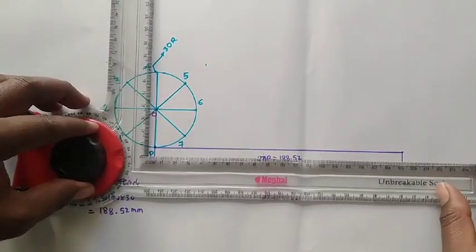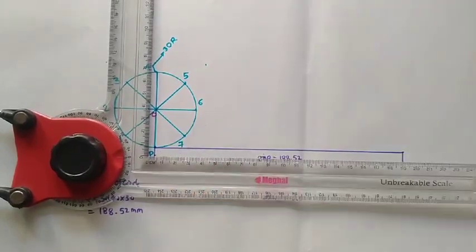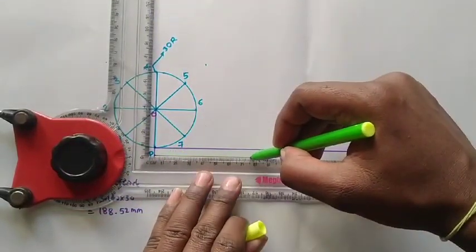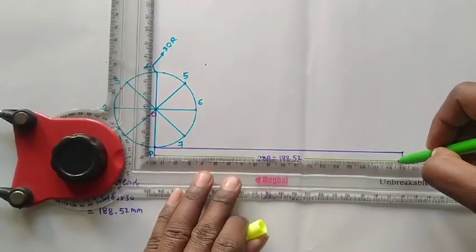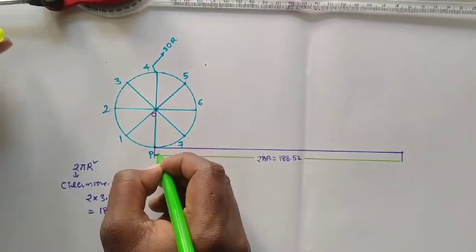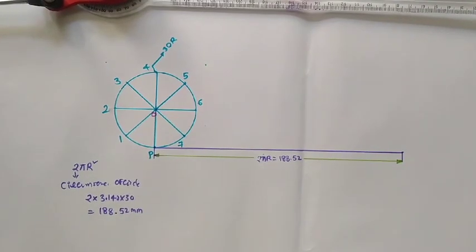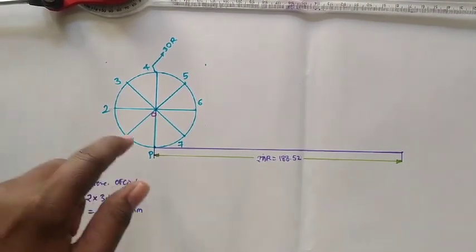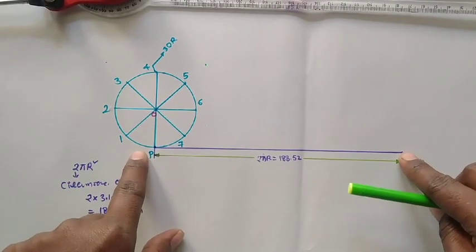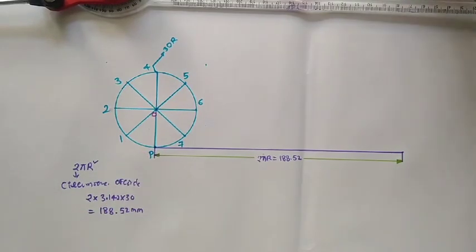Length of this curve is 188.52. Draw the dimension. This is the dimension of the straight line. Next, if I am dividing this circle into 8 equal parts, you have to divide this straight line also into 8 equal parts.